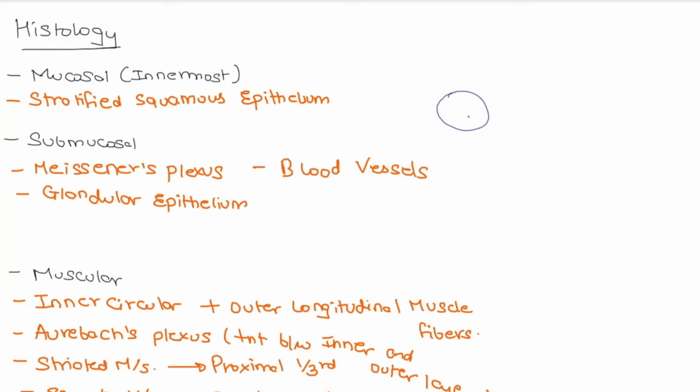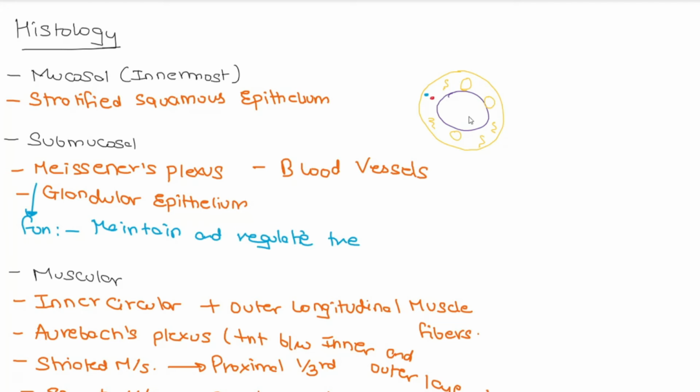In the submucosal layer, we have the presence of the glandular epithelium, that are the glands, and along with the glands, we have the presence of the mucinous plexus and the blood vessels. So, these are the blood vessels, and along with it, we have the presence of the mucinous plexus. Now, the function of the mucinous plexus is to maintain and regulate the secretions from the glands.